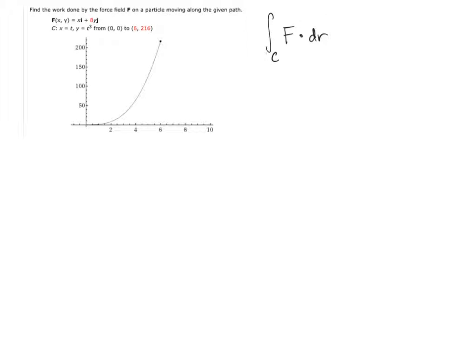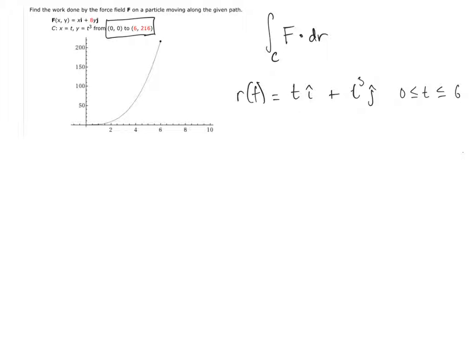Now let's find r of t. r of t is given by the equations right here, where C will be t i plus t cubed j. So t will be from 0 to 6 because of the point right here they gave you.